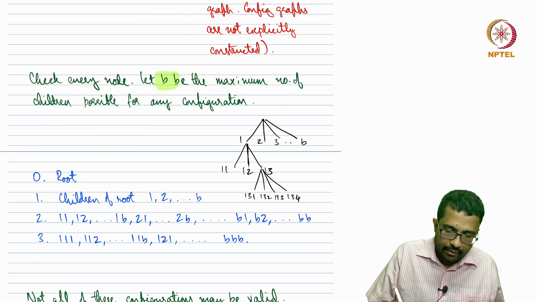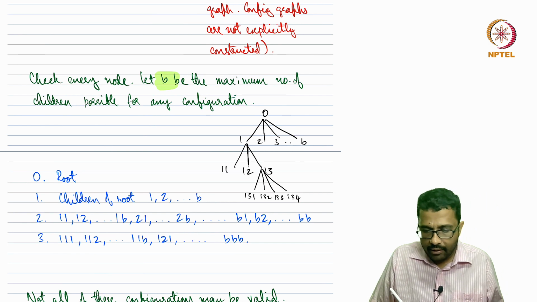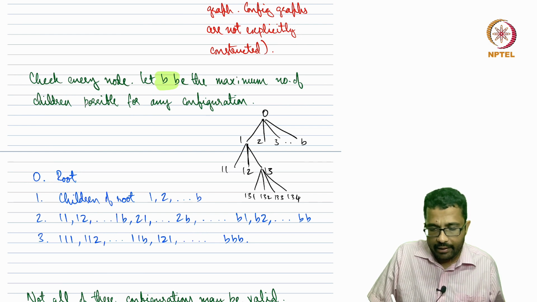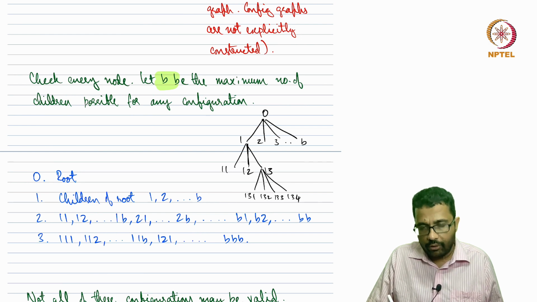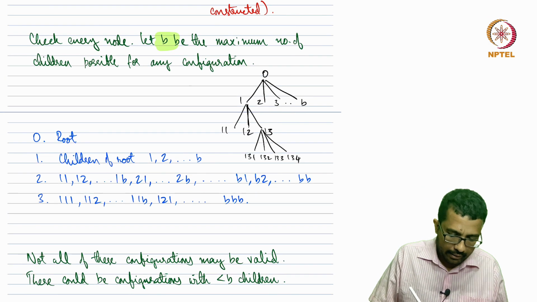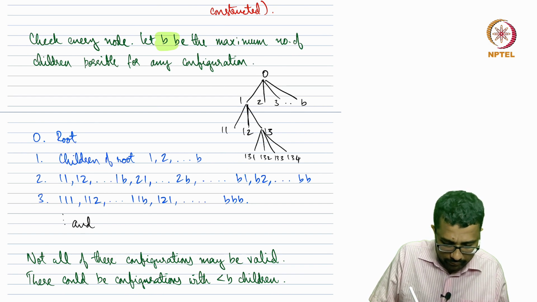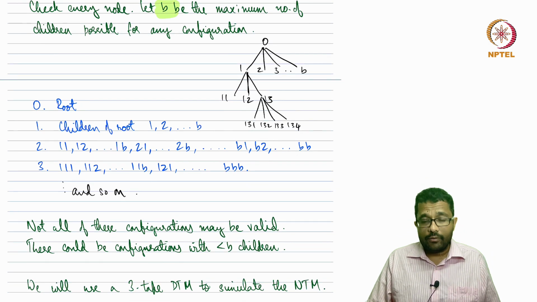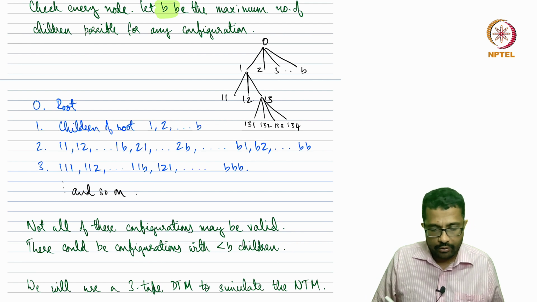So children of the root are 1, 2, 3 up to B. At the second level we have 1 1, 1 2 up to 1 B, 2 1, 2 2 up to 2 B, and so on. Finally B 1, B 2 up to B B. At the third level we have 1 1 1, 1 1 2, and so on up to B B B. And we may not have all these configurations. So for instance, here, let's say B is 4, we don't have 1 4.